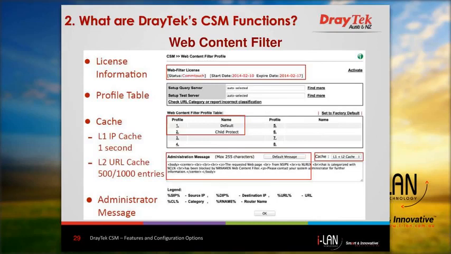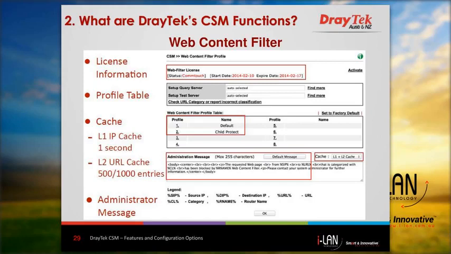And when you select the web content filter profile, you'll see a page similar to this one. At the top you have the web content filter license information. It just shows you if the web content filter is enabled and the expiry date. And usually once it's activated, if it does expire, you'll get an automatic email from MyVigor to let you know that it's close to expiry.